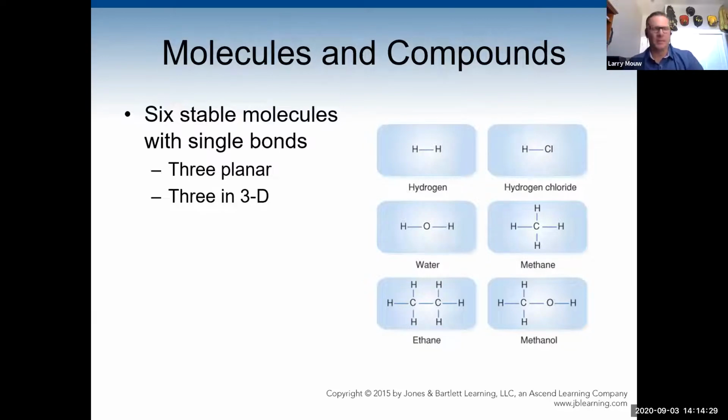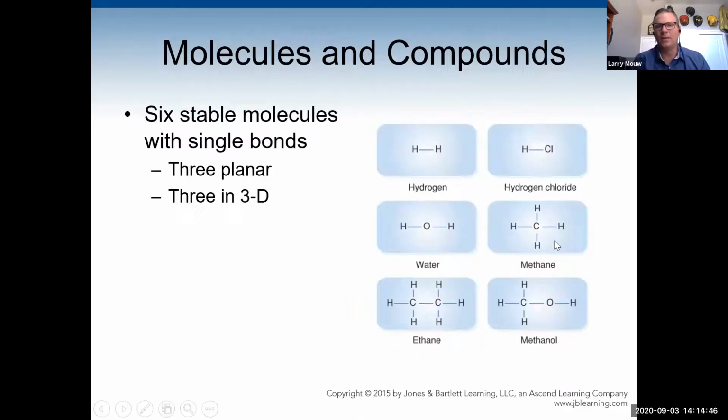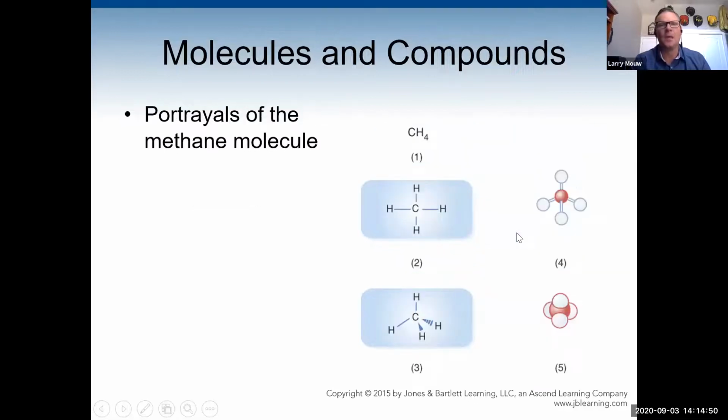We look at 6 stable molecules with single bonds. We have hydrogen, hydrogen chloride, water, methane, methanol, ethane. Here's some different ways that these are portrayed. So we look at CH4, which, if we go back one, is methane. You see the C and then the 4 hydrogens surrounding it. This is one way it may be represented.